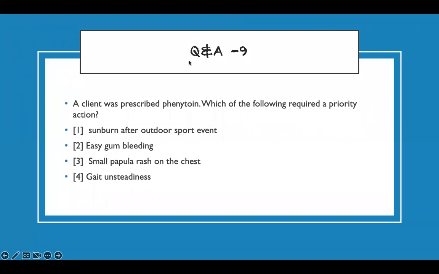Same question. Which of the following requires a priority action? That means you've got to do something. So priority, right? Be sharp. You're the next bishop, whose client was prescribed phenytoin, and therefore there's something you need to question, follow up with, and make a priority. What should be the priority action? For the next one, you have to be sharp, and you know this medication phenytoin is a seizure medication.